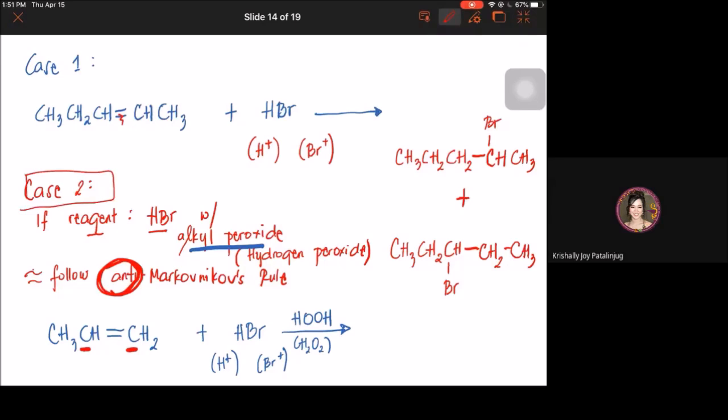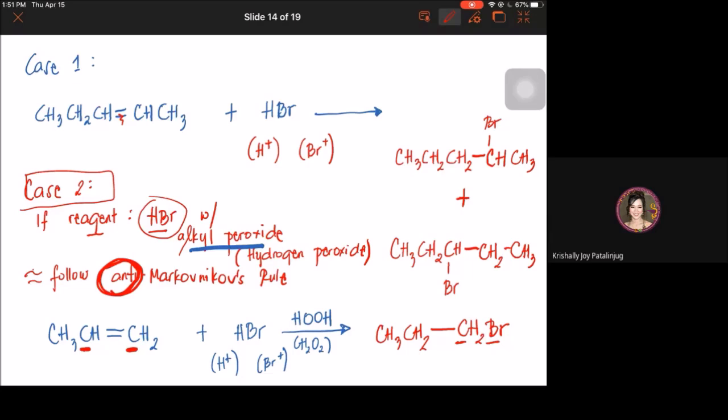Again, those only take place if ang added nga hydrohalogen is hydrobromide in the presence of alkyl peroxide. So yun lang yung dapat niyong i-remember. So CH3, this will become CH3. Then CH2, then isang bond na lang. Then CH2, what is being added here? Br. So, diri napadulong ang Br. Okay, Br plus. So, kabaliktaran ng Markovnikov's rule.